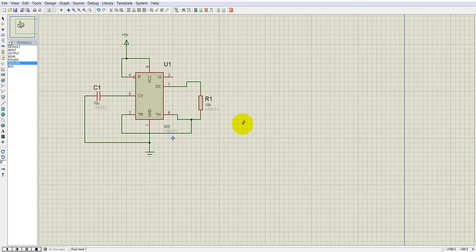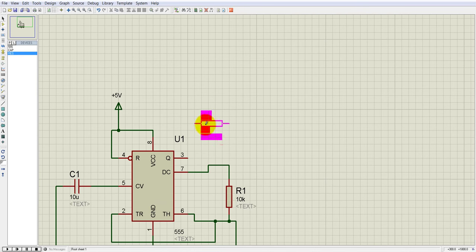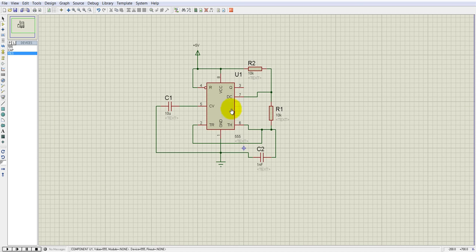What else? I think I am missing a capacitor between 6 and ground. So connect a capacitor here, between 6 and ground. And also there must be a resistor between 7 and 8. Okay, so now this is the astable free running mode of the 555 timer.